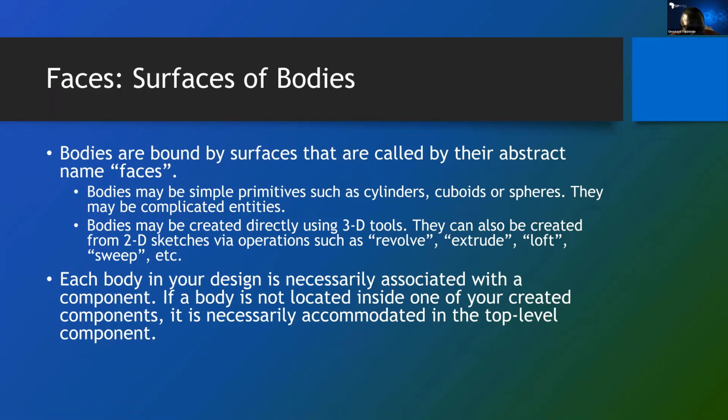Each body in your design is necessarily associated with a component. It's either associated with the top level component, that is the default. If a body is not located inside one of your created components, it is necessarily accommodated in the top level component. So there is no body that is just hanging. A body must be held in a particular container. So it must belong to a particular component.